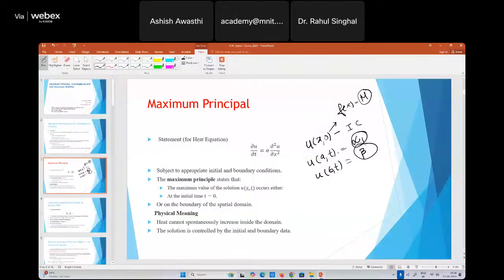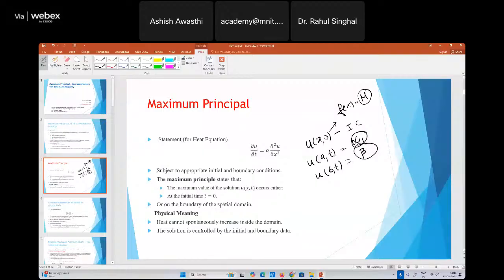And what is the physical meaning? The physical meaning is that heat cannot spontaneously increase inside the domain. Heat means temperature, so basically U is the heat here. It will not be unbounded. It does not increase spontaneously inside. It will stay within whatever bounds are there, maximum or minimum, so it will be under control.